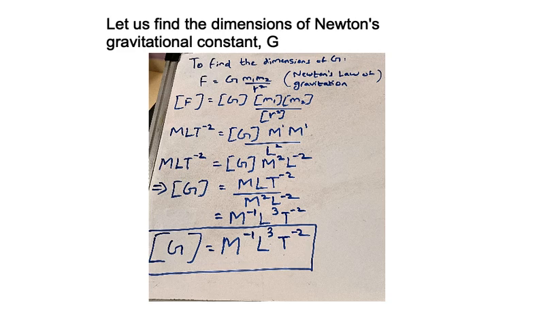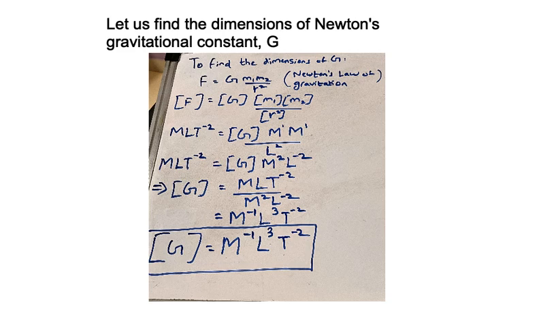So here in this case, this F is the gravitational force due to two objects of mass m1 and m2 that are placed at a distance r apart, and this G is Newton's gravitational constant. This is not a dimensionless constant. This constant has dimensions. So now we are going to use dimensional analysis to find out what are the dimensions of the Newton's gravitational constant G.